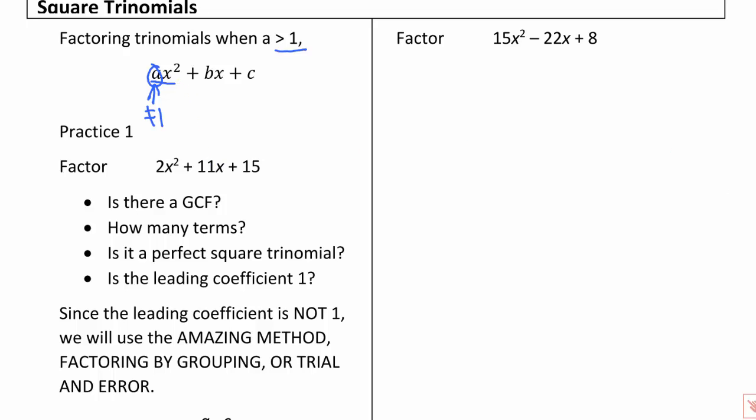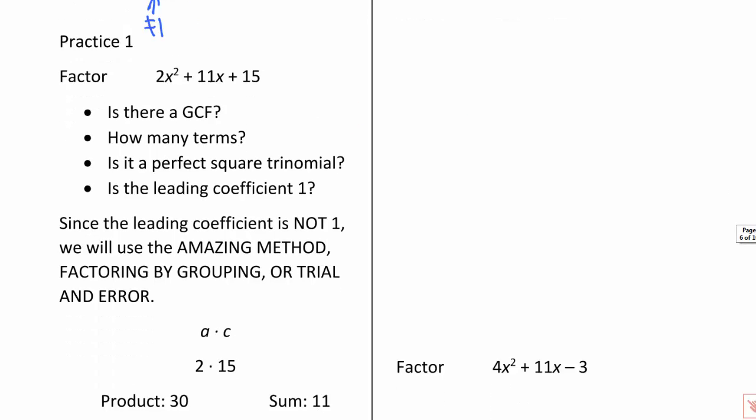Now, in practice 1 here, it says to factor 2x squared plus 11x plus 15. First is their greatest common factor. 2, 11, and 15 share no common factors, x squared, x, and nothing. So there is no common factor here. There are 3 terms, which means that it's probably a binomial times a binomial. Is it a perfect square trinomial? Well, 2 is not a perfect square, so the answer is no, this is not a perfect square trinomial.